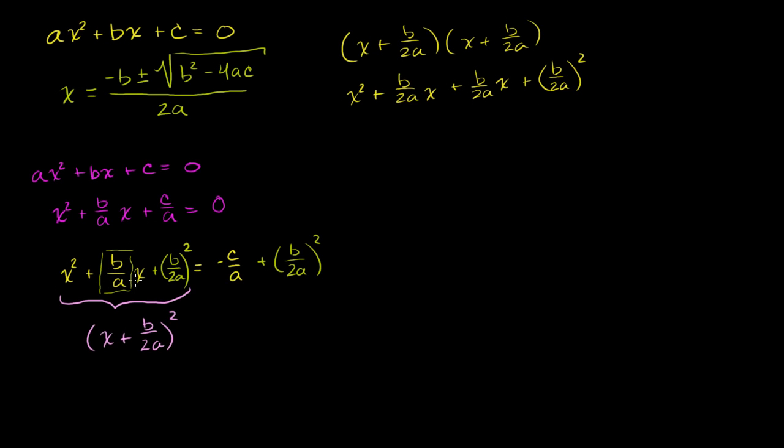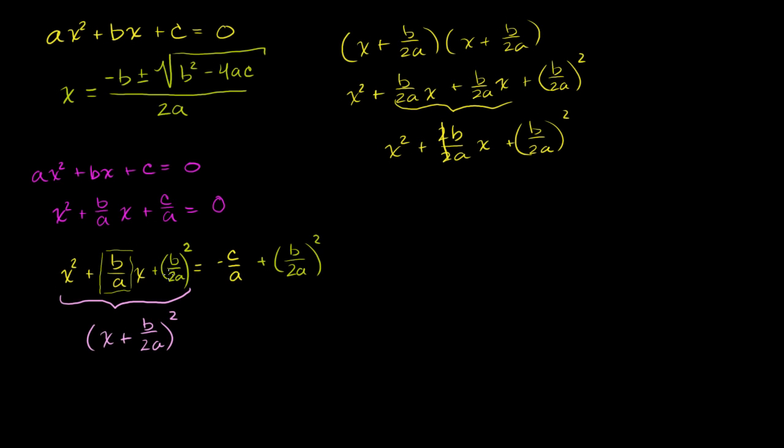That and this are the same thing, because these two middle terms, b over 2a plus b over 2a, that's the same thing as 2b over 2ax, which is the same thing as b over ax. So this simplifies to x squared plus b over ax plus b over 2a squared, which is exactly what we have written right there.